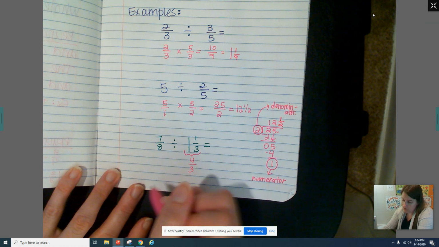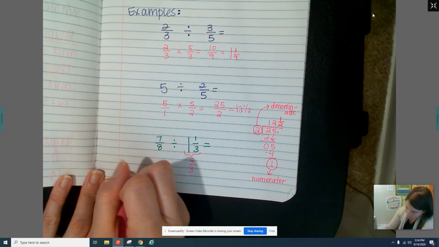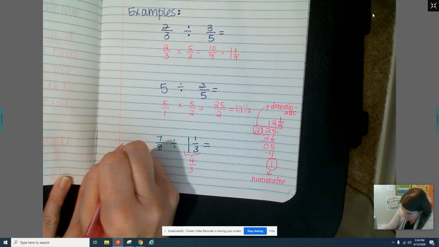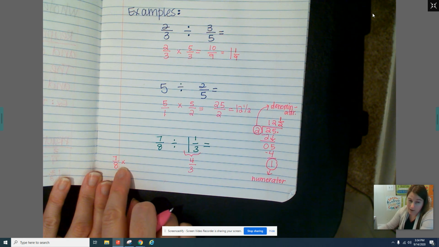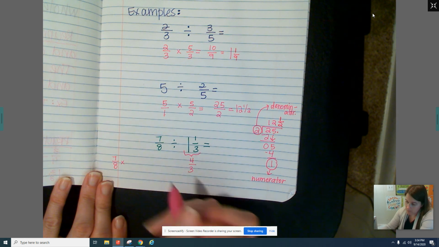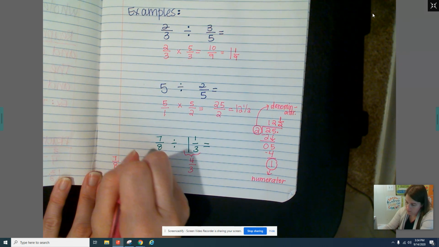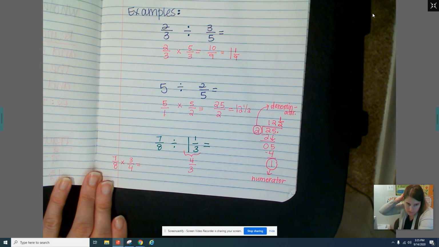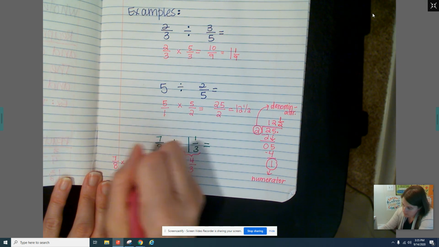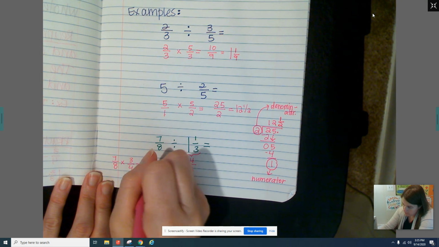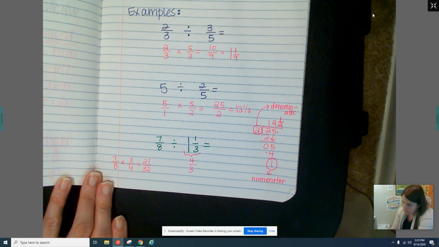So now when you write out your problem, I'm going to write it over here a little more. I'll keep the first fraction, 7/8, change it to multiplication, but when I do the reciprocal, I want the reciprocal of this number right here. All right, so the reciprocal becomes 3 over 4 because I flipped the 4/3. Now just multiply straight across. 7 times 3 is 21, and 8 times 4 is 32.